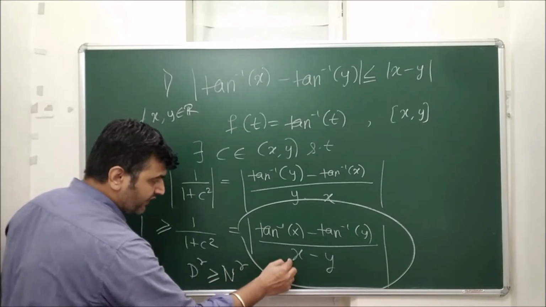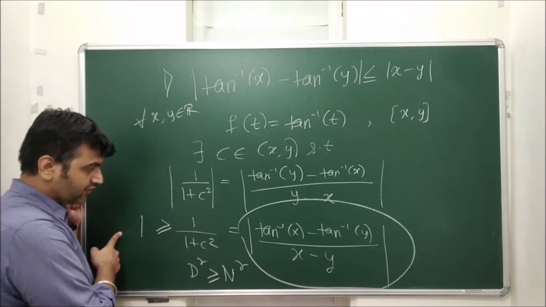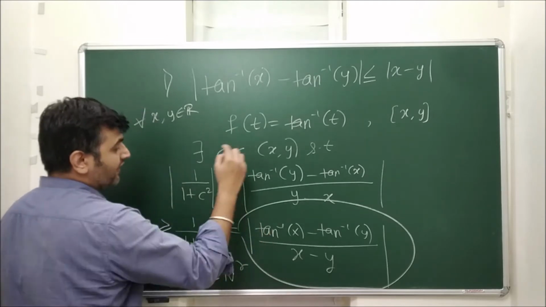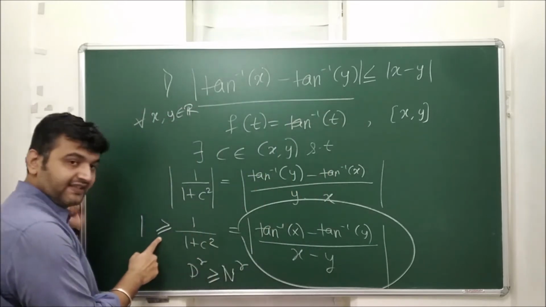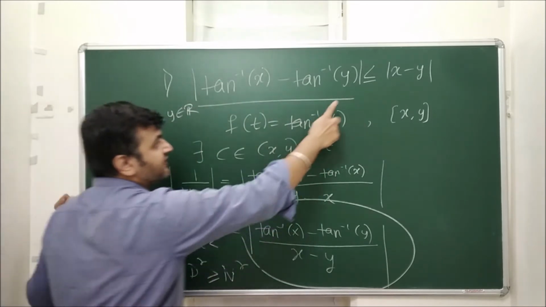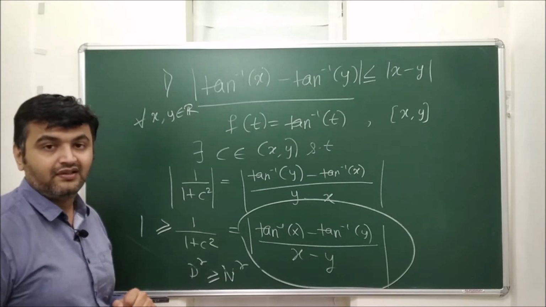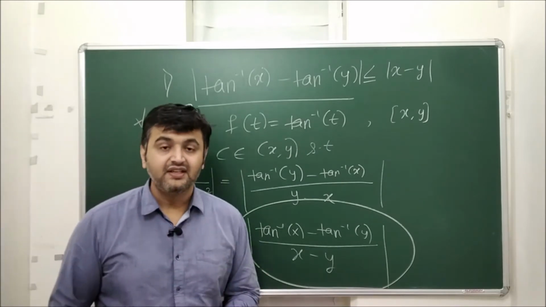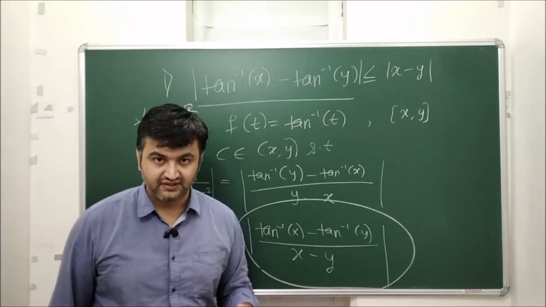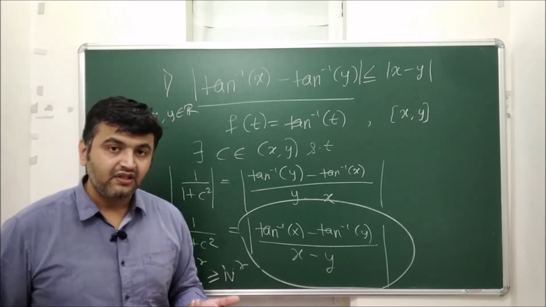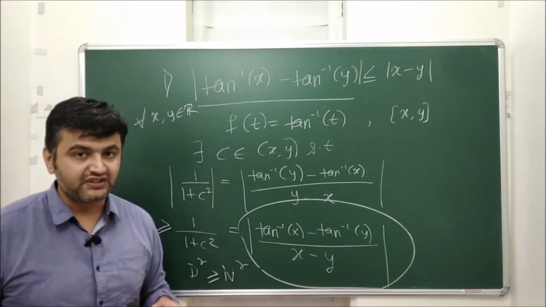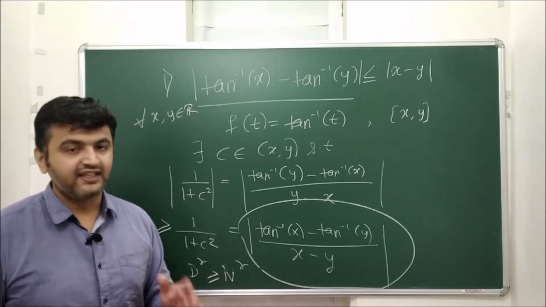And what do you have? Now you take x minus y over here. So what I have is mod of tan inverse x minus tan inverse y is less than or equal to mod of x minus y. So that's the proof of this inequality. Here you could easily guess the function, and that's why we applied LMVT. Let's take the second example, where it is also easy to see the function, and we will prove it using LMVT.